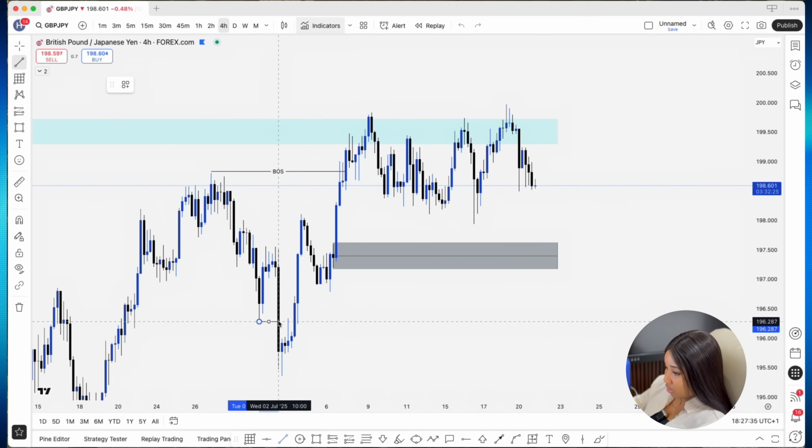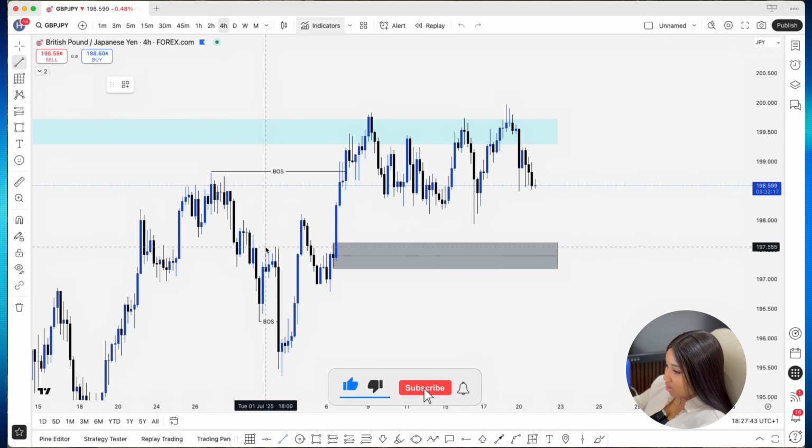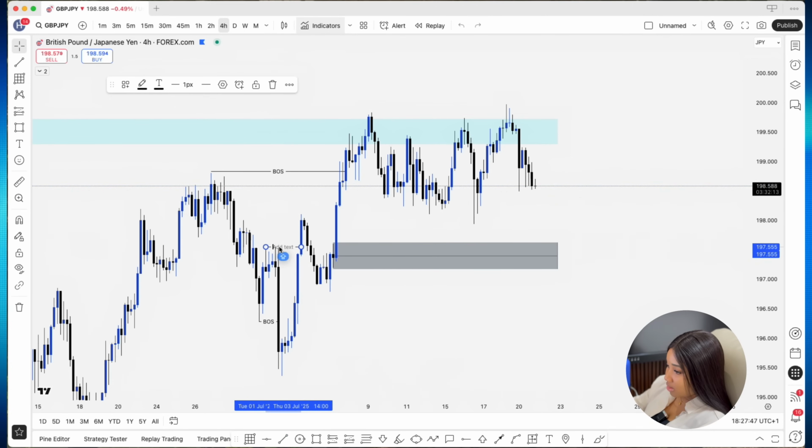This was the last break of structure here, BOS. And then we got a change of character here. So now the origin that caused this change of character is what is here.